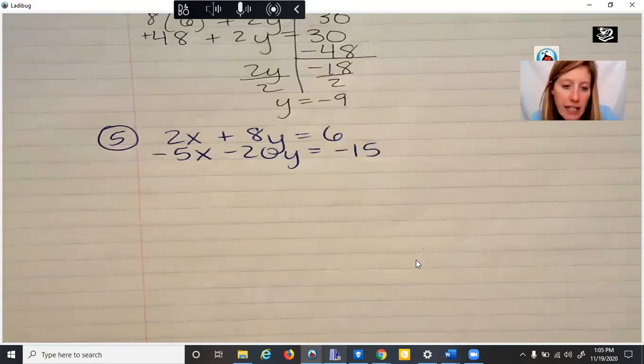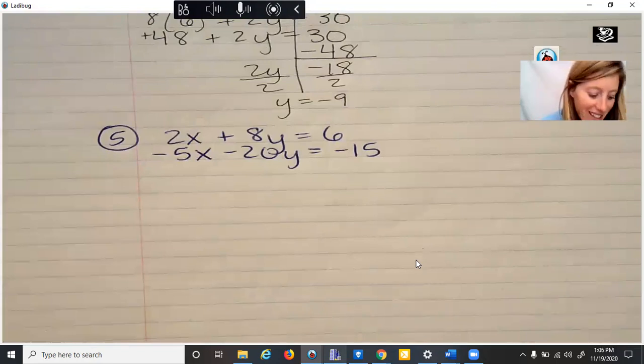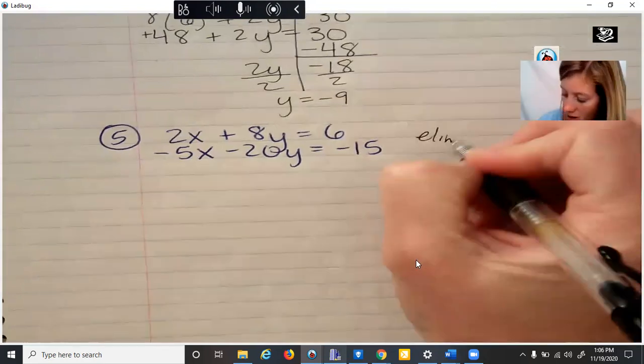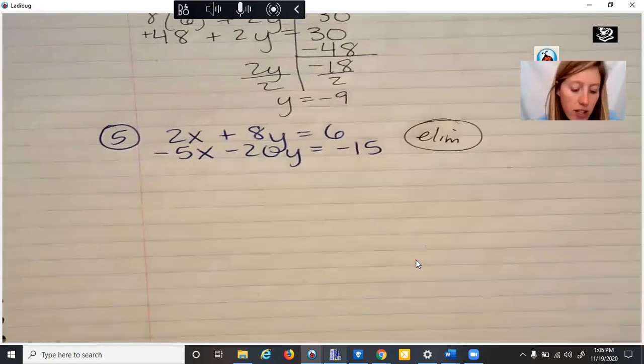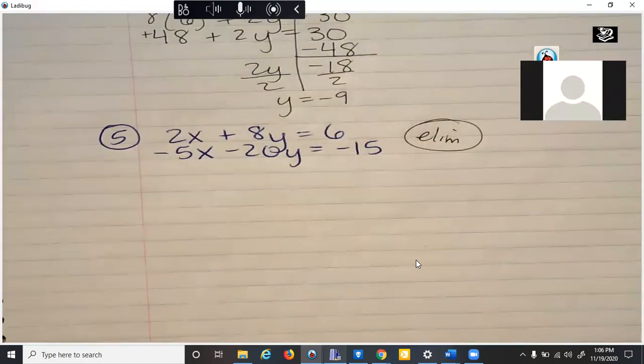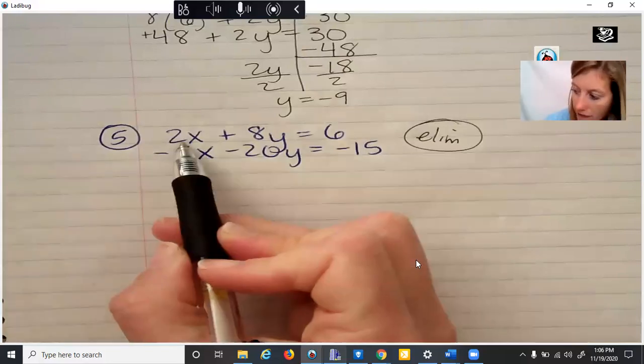AJ, what do you think? Is this one going to be elimination or substitution? I think it's elimination. Very good. It's going to be elimination. Kamari, is there anything that will cancel out right now? No. All right, guys, is there anything you can multiply 2 by to make it a 5?